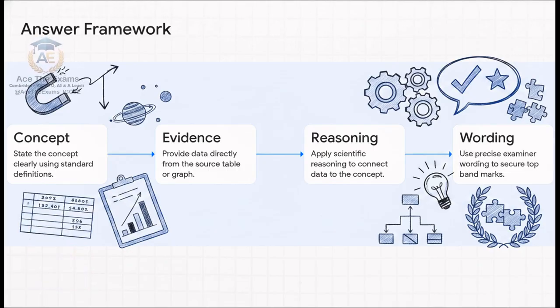Step 1, state the concept clearly. Step 2, provide evidence or data straight from the source or the table they give you in the question. Step 3, apply scientific reasoning to connect that data right back to the concept. And step 4, honestly the most important one, use precise examiner wording. Let's see exactly how this plays out in practice.